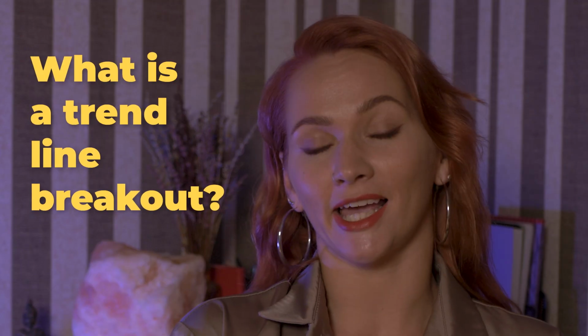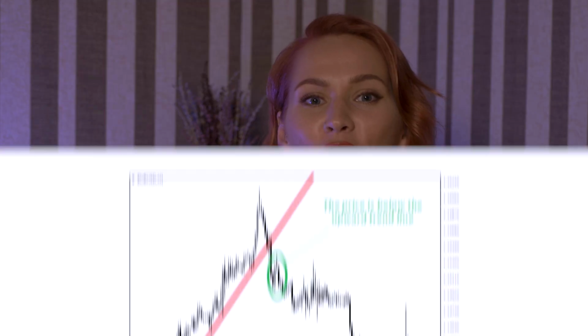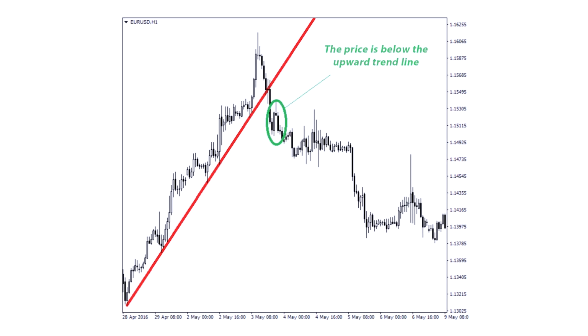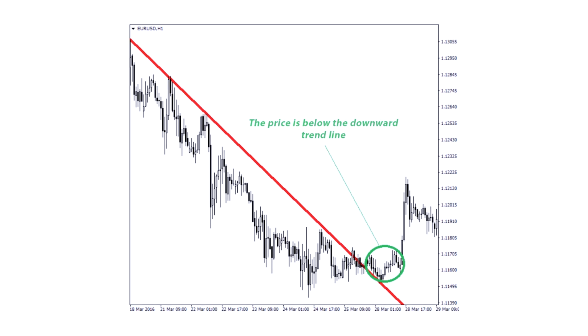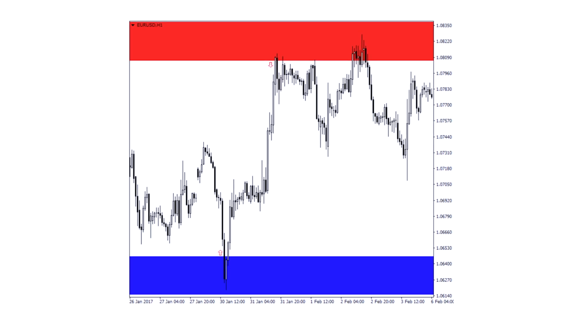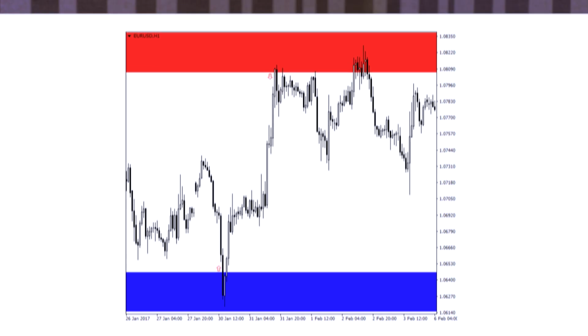What is a trend line breakout? It is simply a price being below an uptrend line or above a downtrend line after a breakout. This is how it looks on the graphs. If there is no possibility of constructing a new trend line after the previous one has been broken, it means that sideways movement in the market continues. Then, using sideways movement, you can work from the nearest support or resistance levels.